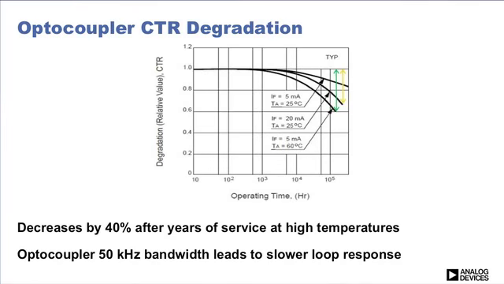Optocoupler's small signal bandwidth is about 50 kHz, which may lead to slower loop response of the power supply. Having shown the difficulties of obtaining stable operation of an optocoupler as a linear isolator, now let's look at the capabilities of an isolated error amplifier.